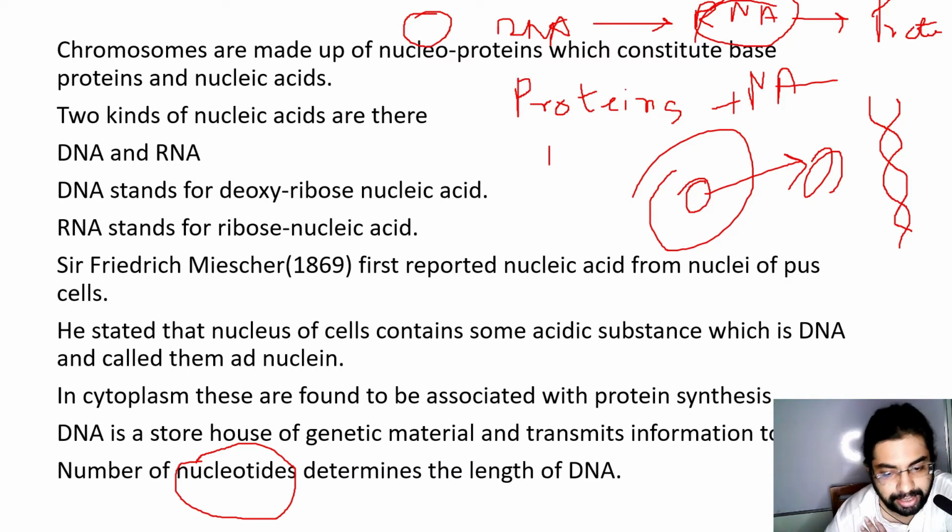A nucleotide is actually sugar plus phosphate and any one type of purine or pyrimidine base, that is, either adenine, guanine, cytosine or thymine. So these are all new to you. You should remember by now that the number of nucleotides determines the length of DNA.